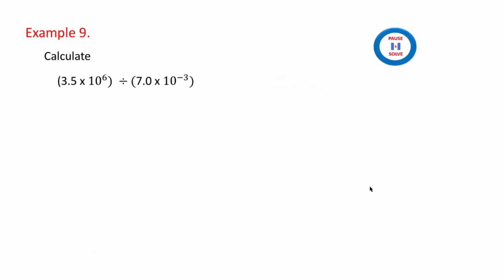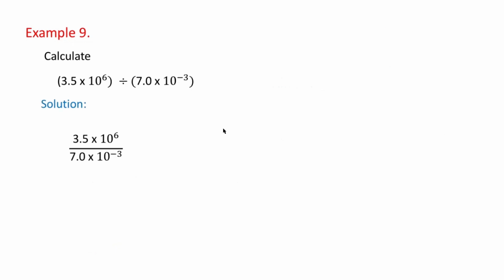Example number 9, division. Okay, 3.5 divided by 7 times 10 to the power, be careful, 6 minus 3. That's 0.5. That's not in scientific notation. I have to multiply this. When you move this to the right, you reduce this by 1. That's it.